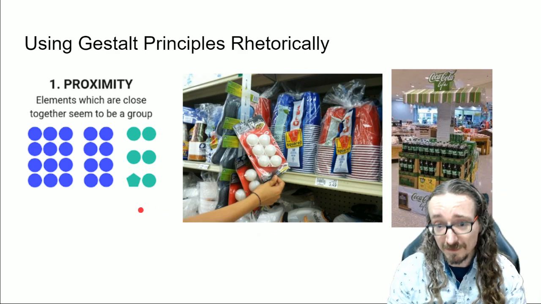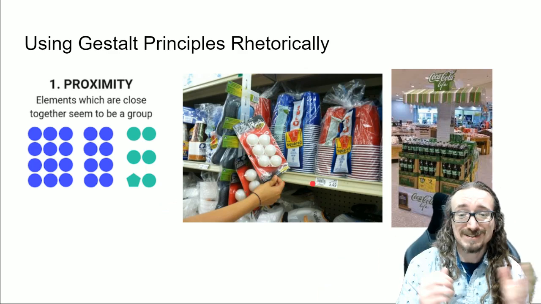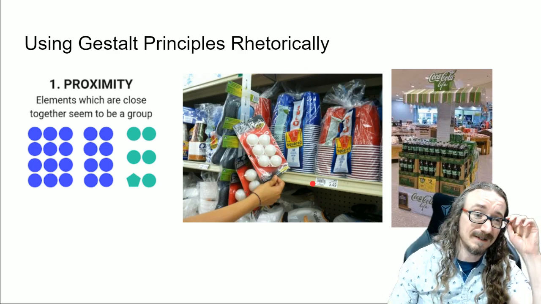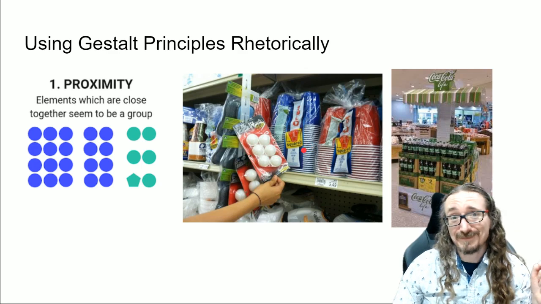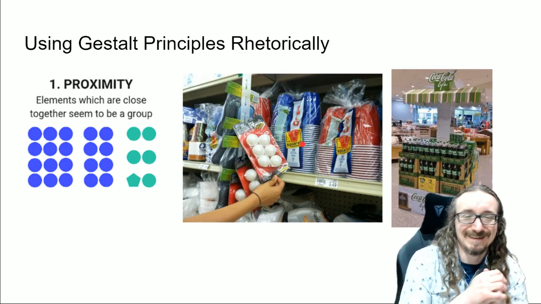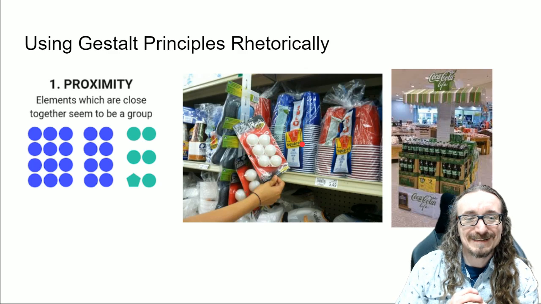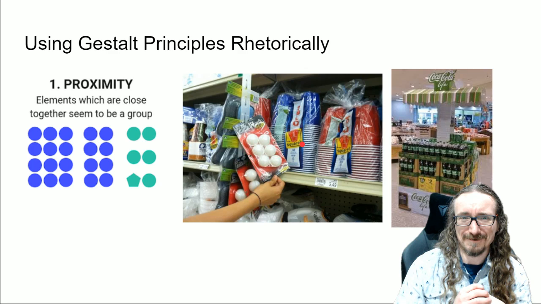Now remember, the proximity idea is that things which are close together seem to be in a group. So if you're in a grocery store and they're putting stuff together, that seems to suggest these things go together somehow, even though they arguably don't. For example, Dixie cups. It's a drinking cup. You put your water in there or other substances.